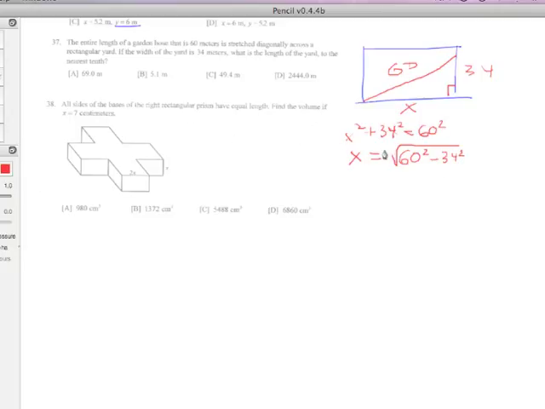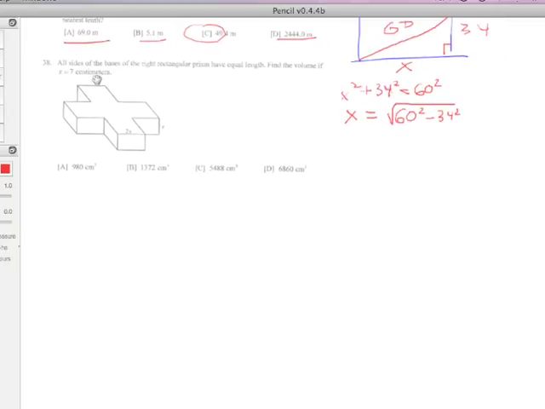If you plug this in your calculator, well, wow, you won't get 69 because that would be a number greater than 60. 5.1 meters doesn't make any sense. I mean, this length can't be 5.1. This is a ridiculously high number. The answer has to be C. I don't even need to go to the calculator for that one.